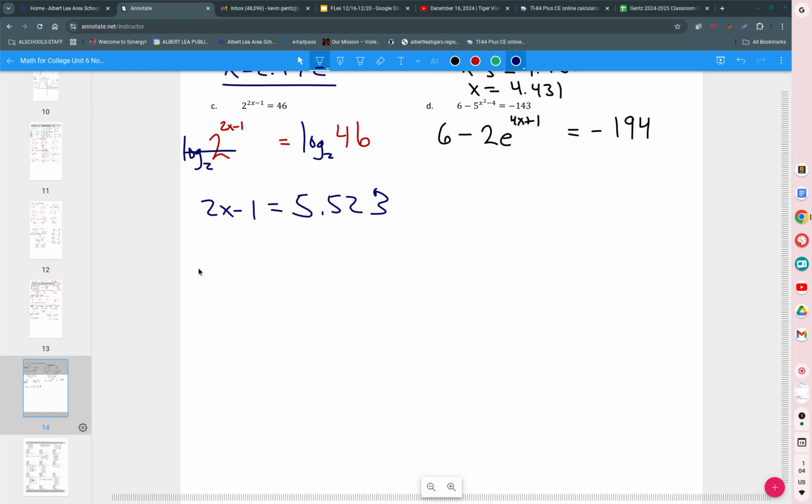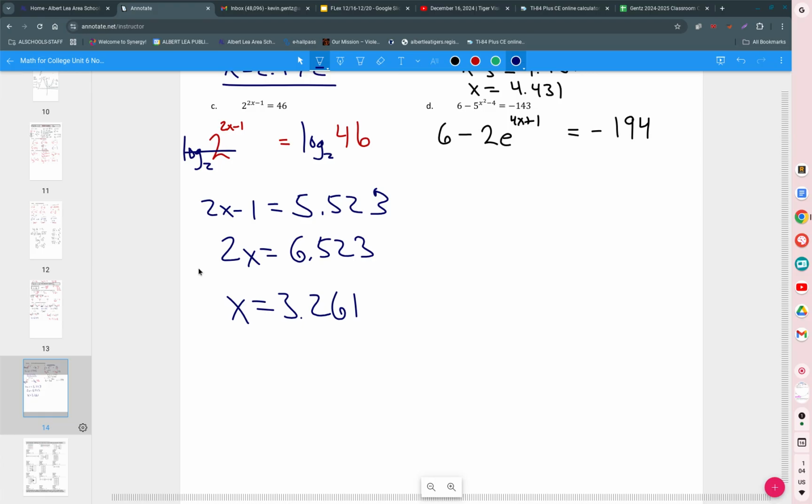So once I compute that to a decimal, I can go ahead and add 1. I have 2x is equal to 6.523. And finally, divide both sides by 2. I have x is equal to 3 point, anybody? 261. Okay, there we go.